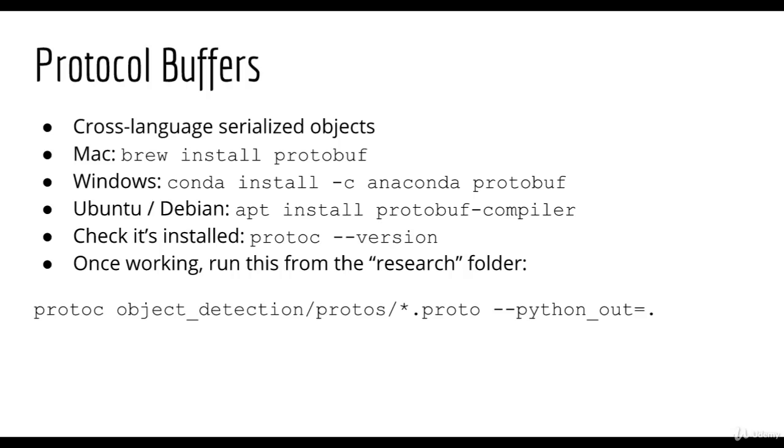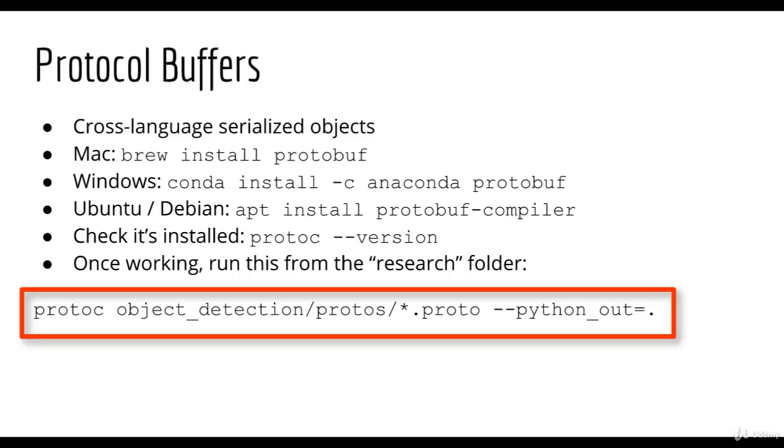Once you've installed protocol buffers, you can check that it's been installed correctly by running protoc --version, and it should print out the version. If that's all good, then you can run this command, protoc object_detection/protos/*.proto --python_out=. Notice the dots, don't forget these as they are very tiny. This is going to create all the files you need to run the rest of the notebook.